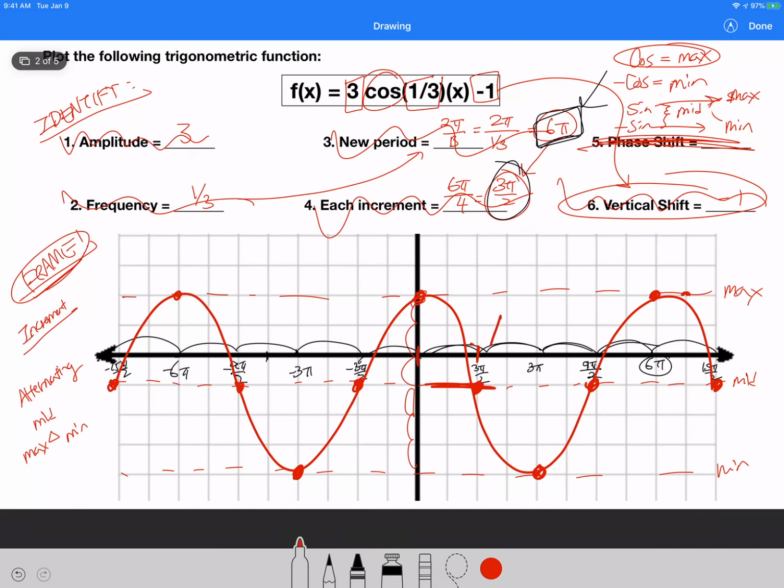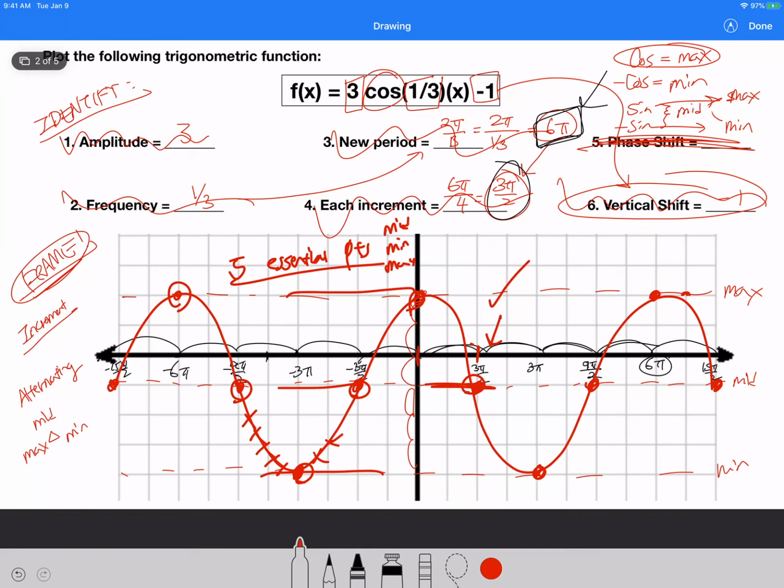Now what I'm really checking to see is that your increment is correct, that you have established your framework of max, mid, and min, and that all of the points are located on the correct spot, those 5 essential points. When I say essential points, I mean mid, min, and max, like those 3. Okay, that's all I want to see. I don't need to see each of these points in between, like there's no need for that, okay? I just need to see a rough sketch of it.